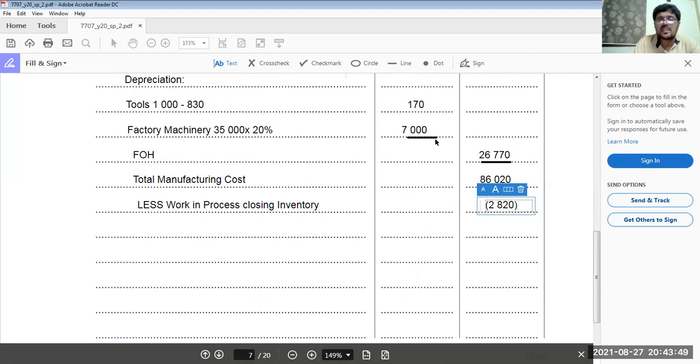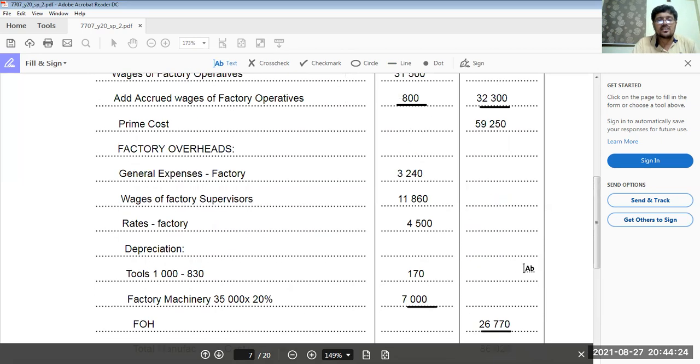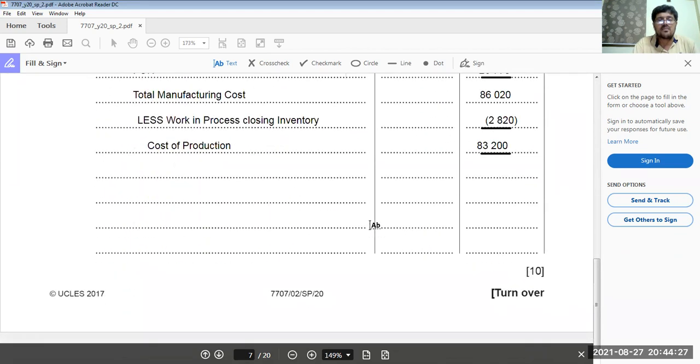So remember that we have to deduct. And what we get here, this is the end of the statement, and we will write the amount as well. This is the cost of goods. 86,020 minus 2,820, answer is 83,200. This is your cost of production. Manufacturing account is complete.